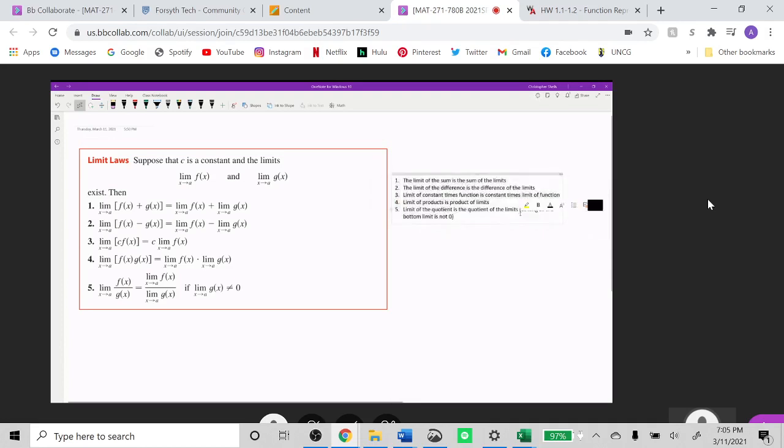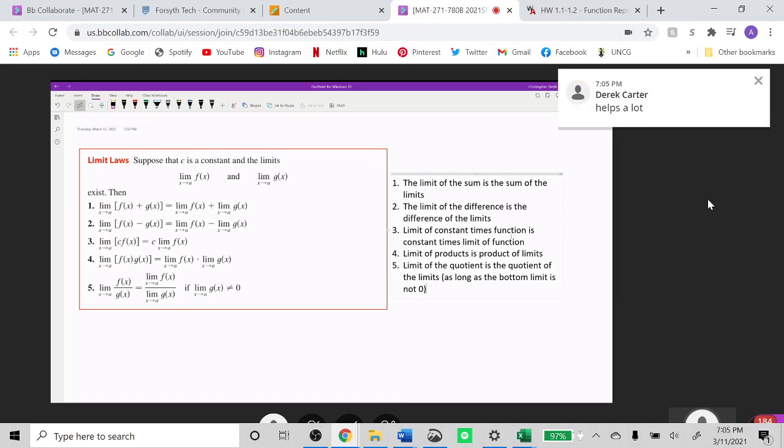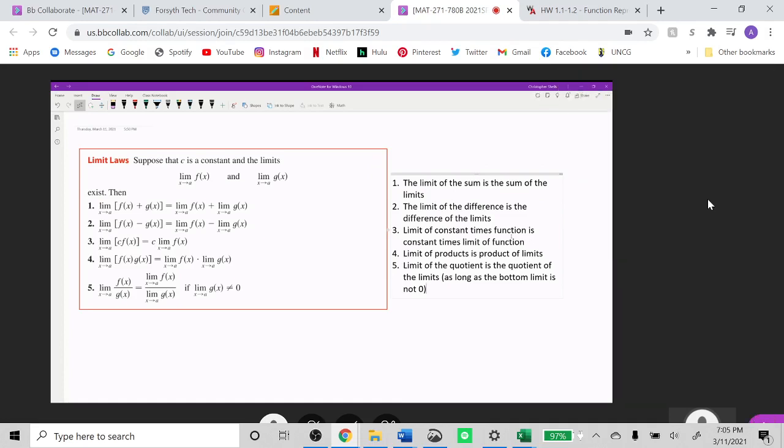I write these out just because maybe having these in words will help some of us. I don't know if it does, but perhaps it will. Sometimes seeing it in words instead of just a bunch of math can be helpful. And some of that's fun to say. The limit of the sum is the sum of the limits. Nice.